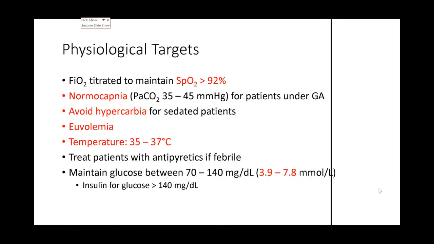Other physiological targets: O2 saturation should be maintained above 92%, normocapnia for patients under GA, and try to avoid hypercarbia for sedated patients. Euvolemia is recommended, and temperature should be kept normothermic, between 35 and 37. And if they are febrile, they should be treated with antipyretics.